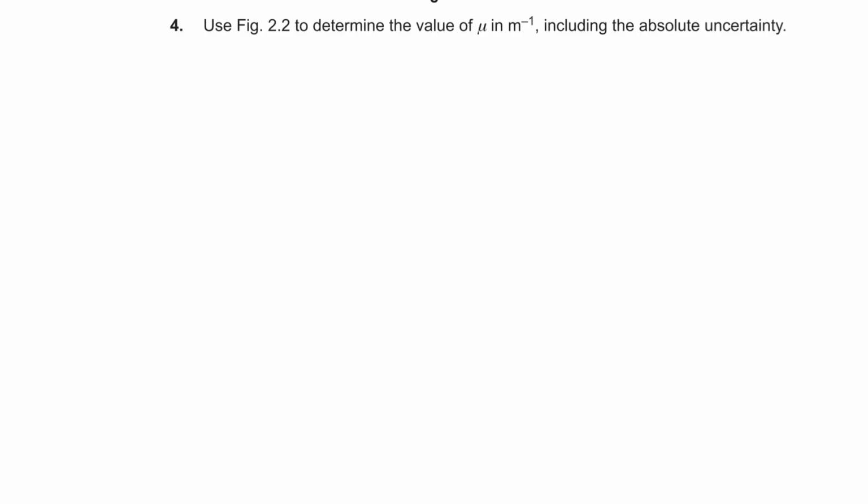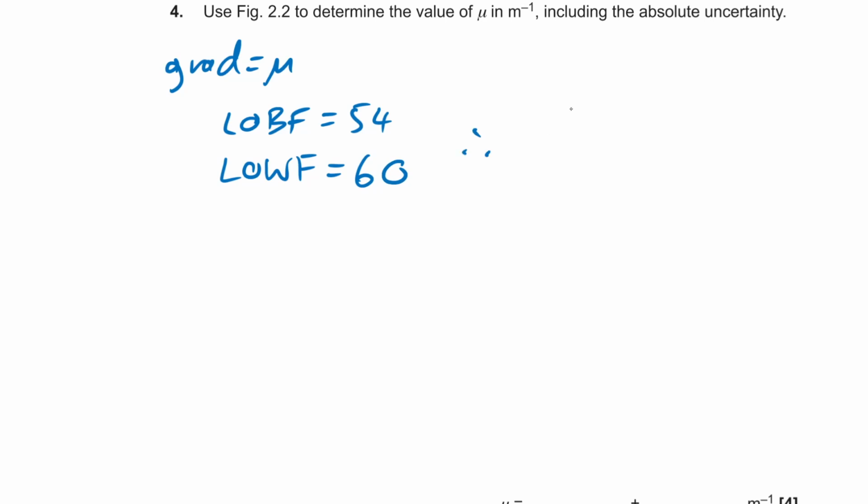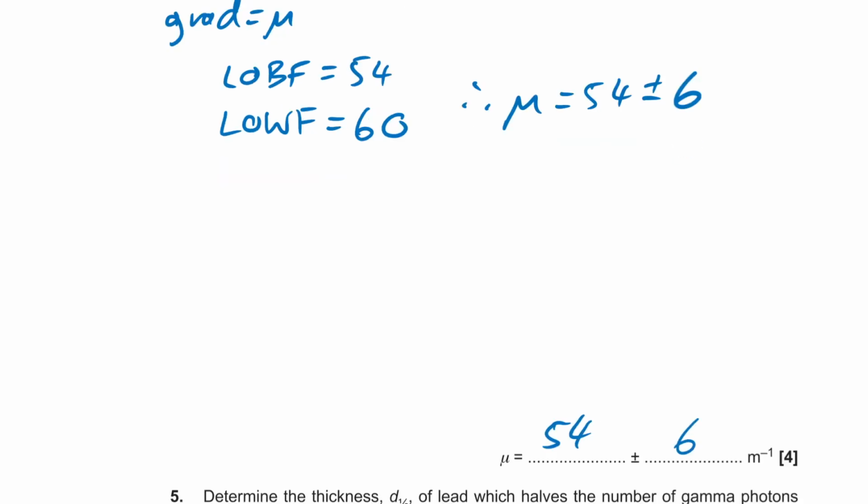So we're being asked to determine mu, including the absolute uncertainty. So like we said, the gradient is equal to mu, or at least minus mu, but we don't care, it's just the magnitude, isn't it? And you should end up with a line of best fit gradient of about 54, and a line of worst fit of something like, let's say, 60. So therefore, we can say that mu is equal to 54 plus or minus 6. Just remember that if you gave your values to a higher degree of accuracy, say 54.0, then your uncertainty must be to the same number of decimal places.